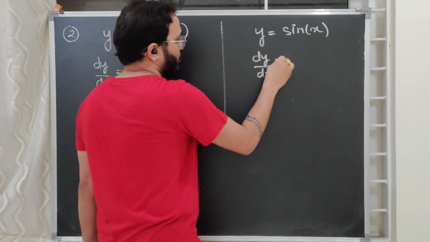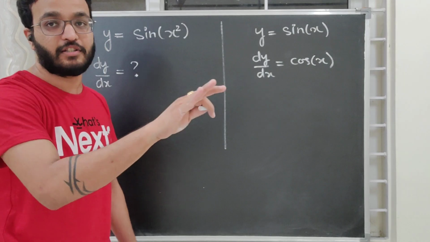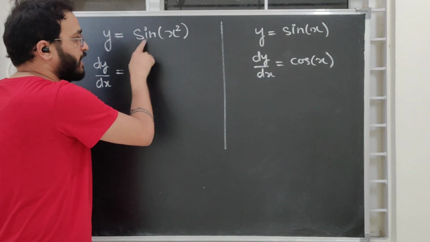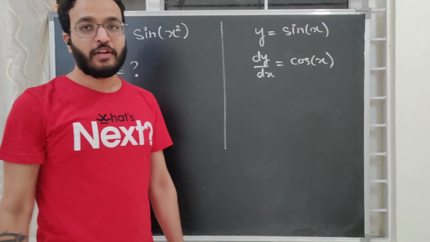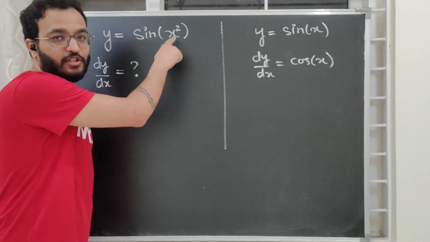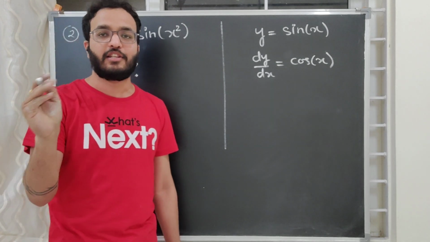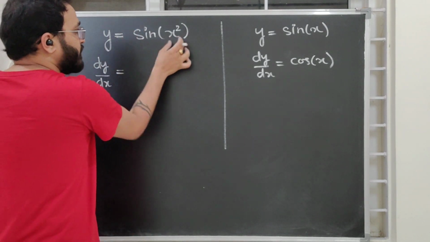You will say, sir, it is quite easy and simple. It will be cos x. Okay, fine. Sin x derivative is cos x. But the problem is here I have not given you sine of x, I have given you sine of x square. So you are going to differentiate this function treating x square as a single x. Just imagine in your mind that it is not sine x square, it is sine of capital X. So what is the derivative of sine of x?